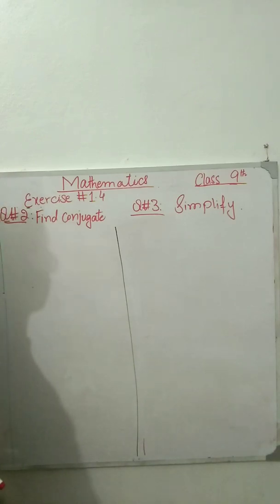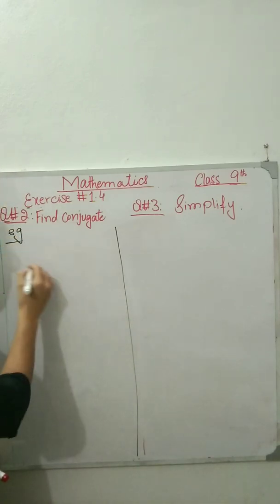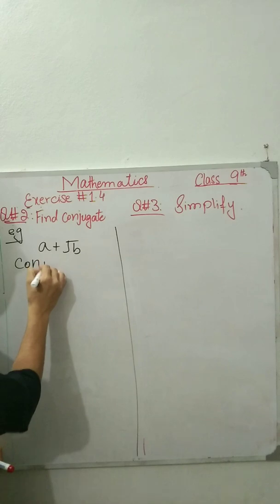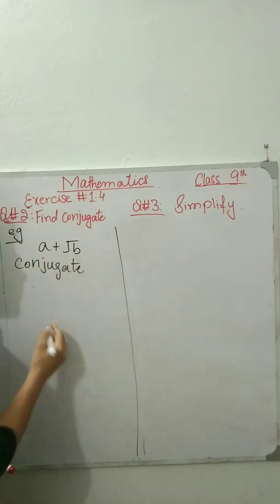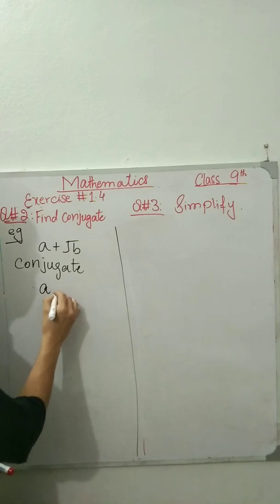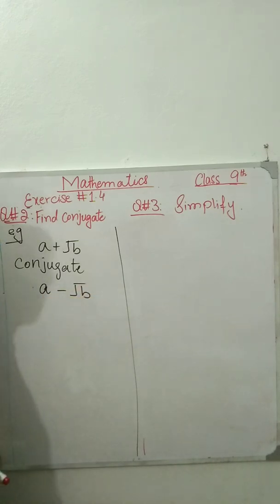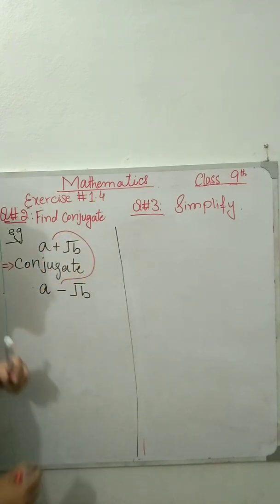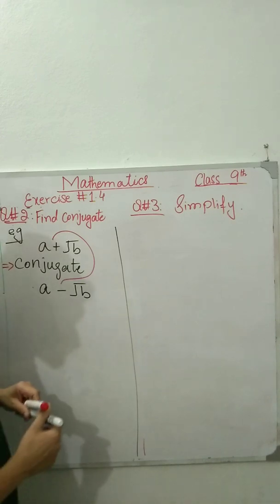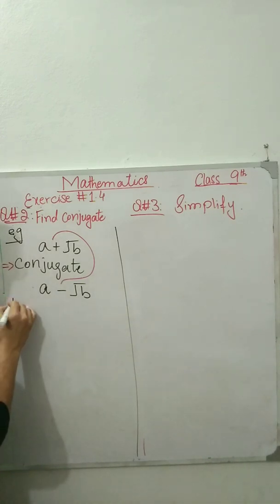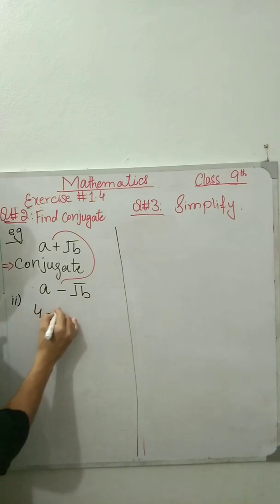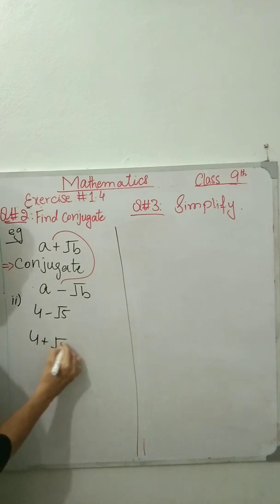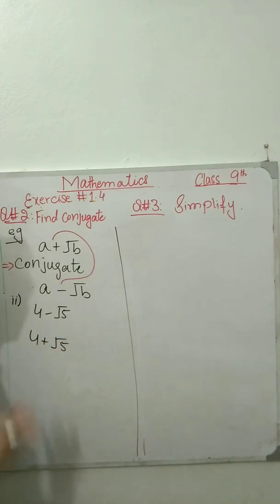We are going to find the conjugate. Suppose you have a plus square root b, how do you find the conjugate? The conjugate is simply obtained by changing the sign of the radical value. Simply by changing the sign of the radical value, you get the conjugate. I have a question here. If you have 4 minus square root 5, then the conjugate of this is 4 plus square root 5. Clear? That's how we find the conjugate.